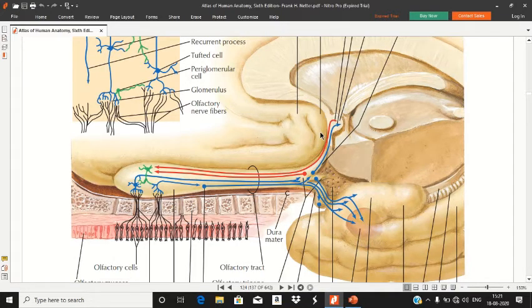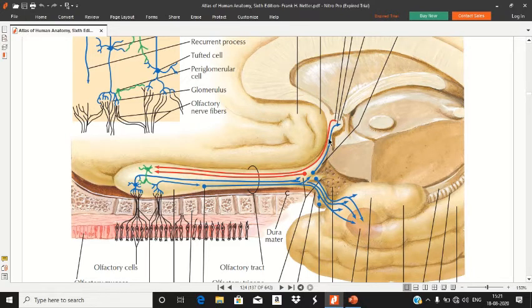Here the medial striae is accompanied by a thin sheet of gray matter called the medial olfactory gyrus, and by the diagonal band of Broca. Most of the fibers of the medial striae end in the paraterminal gyrus. A few fibers, however, pass through the anterior commissure. Here you can see that anterior commissure.